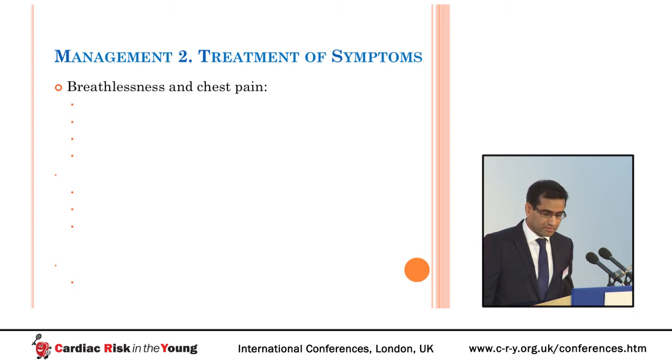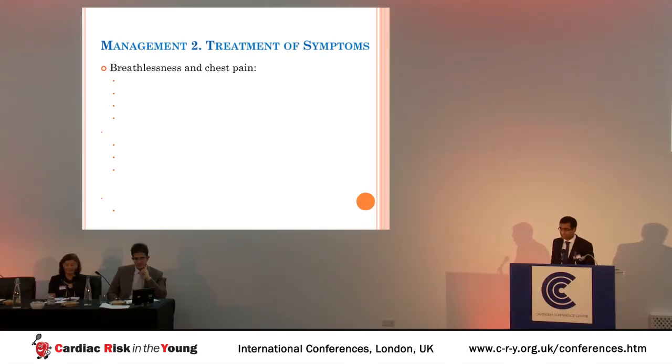So moving on to treatment of symptoms. So 2 of the commonest symptoms we encounter in clinical practice are breathlessness and chest pain. And the pathophysiology of these are multifactorial, as I've already mentioned. So they include diastolic dysfunction, left ventricular outflow tract gradient, and also myocardial ischemia.